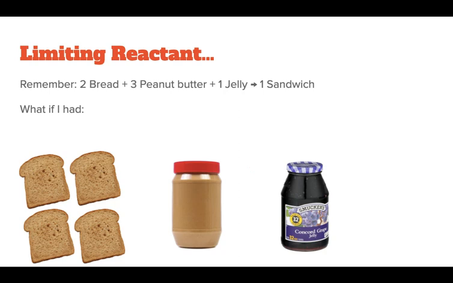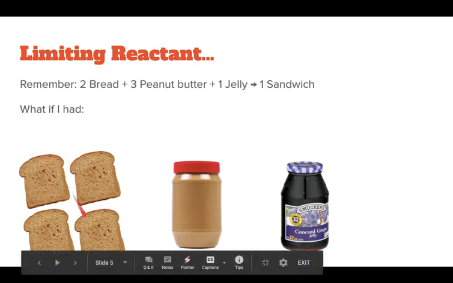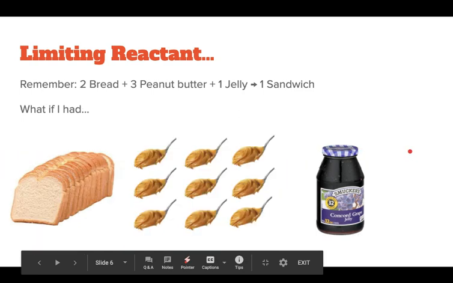Obviously the bread, right? The bread's going to run out first, and you can only make a total of 2 sandwiches because each 1 sandwich requires 2 pieces of bread. If I have 4, I'm going to make 1 sandwich with these 2 and 1 sandwich with these 2. And because I have so much peanut butter and so much jelly, I know those aren't going to run out. It's actually my bread that's going to be my limiting reactant.